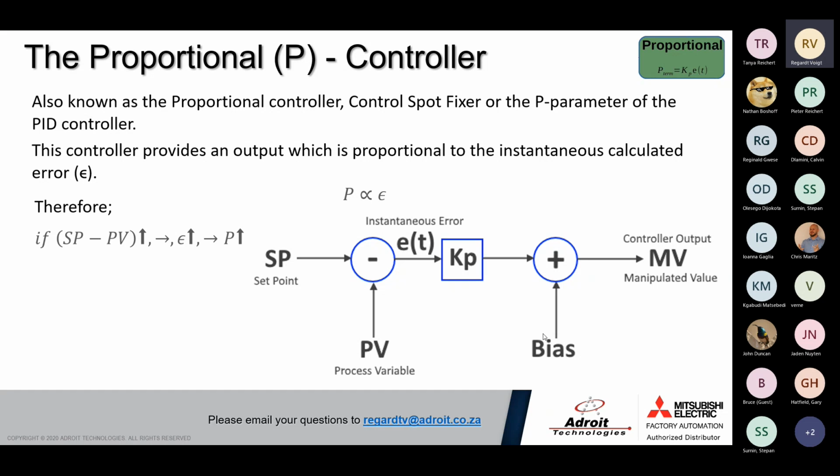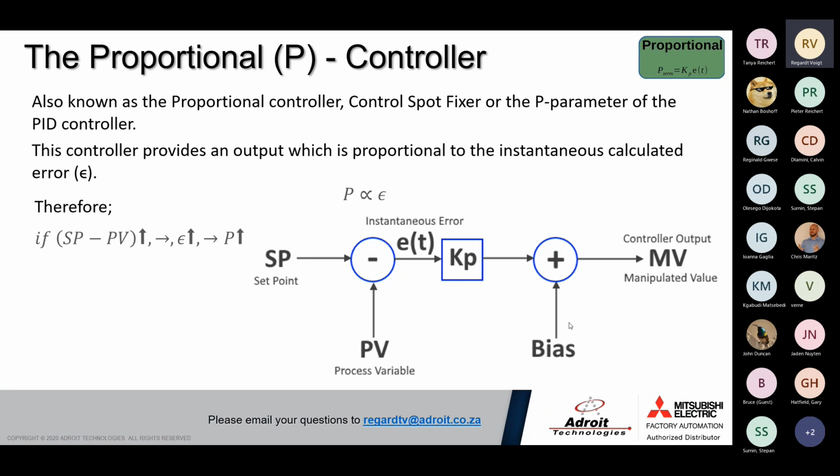There's no magic formula to select these gain values. There's only two ways to do that: the fine-tuning trial and error, and obviously the auto-tuning, which is automatic in the PLC. And both of these can also yield, in rare cases, problematic results. So this is how a P controller will look like.